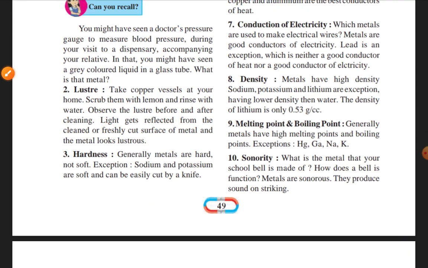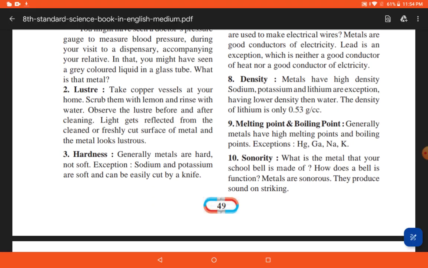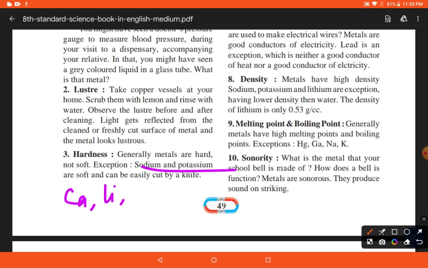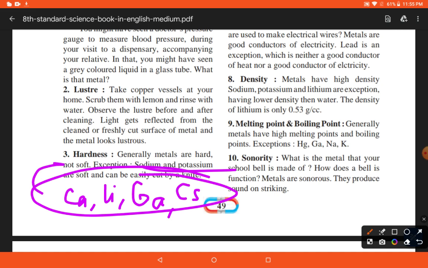Now, hardness. Generally metals are hard, but the exceptions are sodium and potassium. More exceptions are there: calcium, lithium, gallium, and cesium. Cesium, gallium, lithium, calcium are all included here. About hardness, mercury is also there.